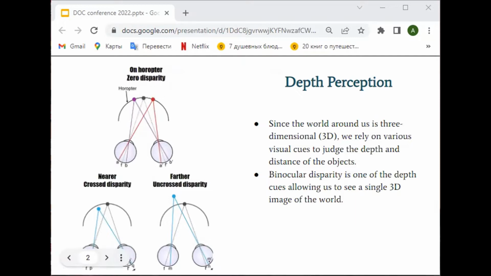This visual cue allows our brain to obtain information from two-dimensional retinal images and fuse them into a single 3D image. Near objects, the ones that are represented as cross disparity, usually attract humans' attention automatically. However, when it comes to objects located further away, the same cannot be stated. And from here arises a question: would this be reflected in our brain activity?